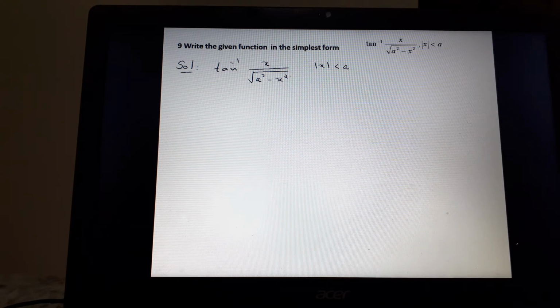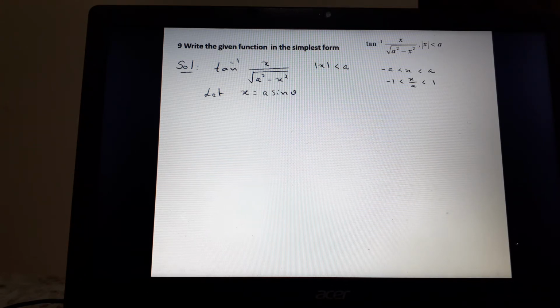So now whenever square root of a square minus x square is there, you can think of substituting x equal to a sine theta or a cos theta. But the question is whether it is always valid, because if x is more than a, that substitution is not valid. But here you see, mod x less than a means actually minus a less than x less than a. So when you divide, minus 1 less than x by a less than 1. So definitely we can substitute: let x equal to a sine theta.